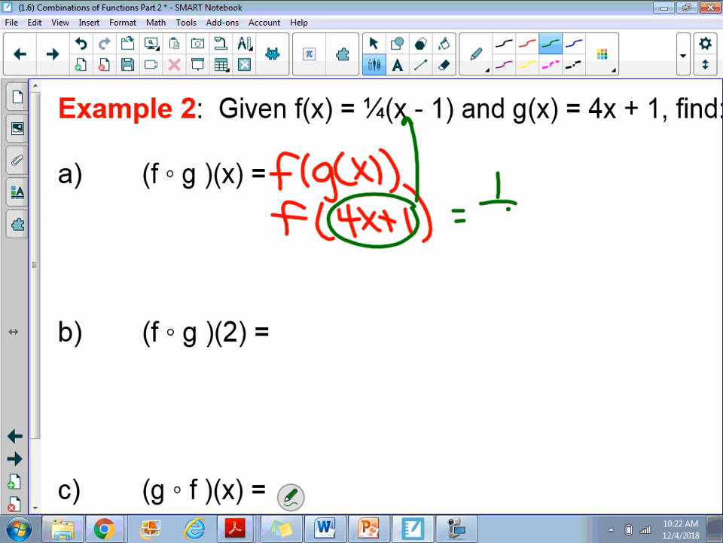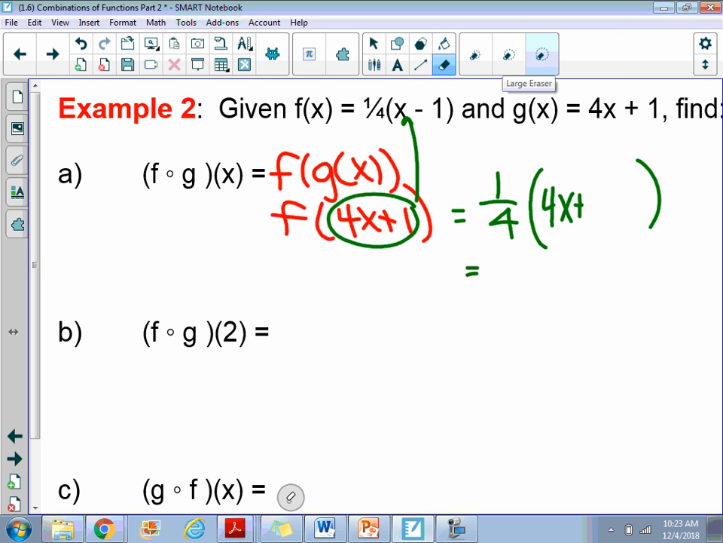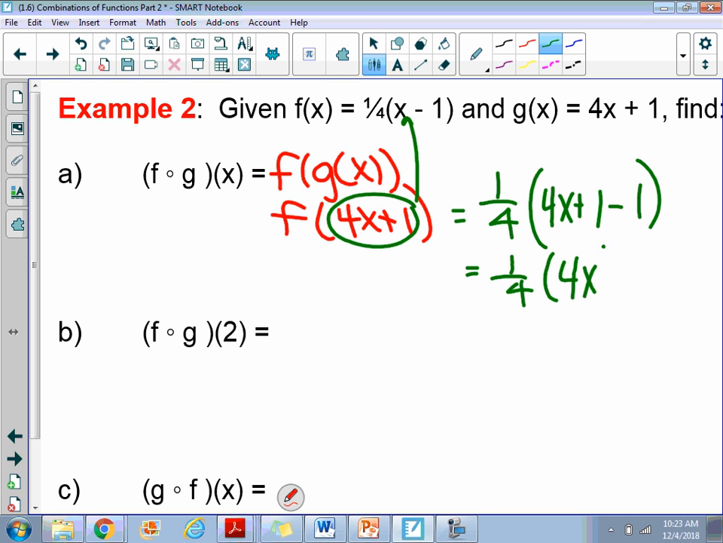So that's 1/4 times 4x plus 1, minus 1, which gives you 1/4 times 4x, which gives you x. That's pretty. So then what would f of g of 2 be? 2.